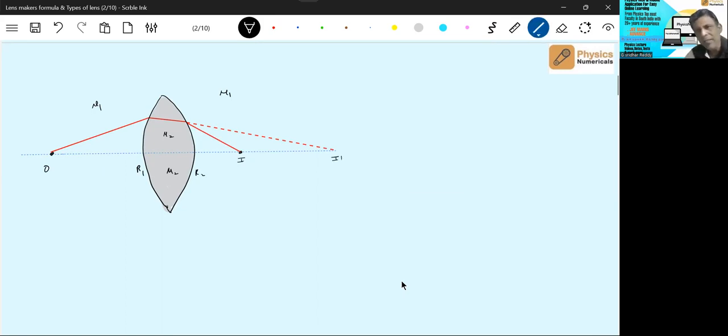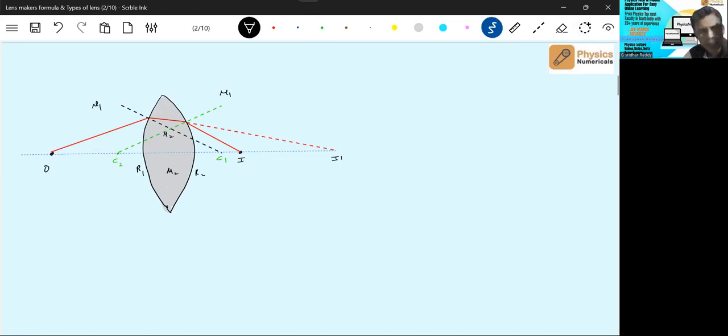So what is this? This will be some normal. This will be the normal for this surface, and this will be the normal for this one. This will be the center of curvature C1, C2.